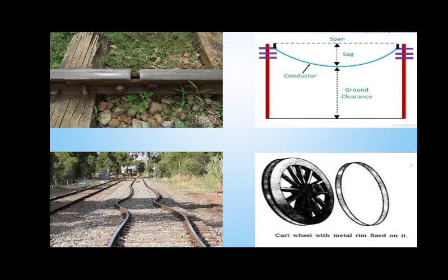And cartwheel with metal rim fixed on it, you can see this metal wheel on which the metal rim is fitted, and this metal rim has a diameter less than the cartwheel. So it is heated first and then fitted there.